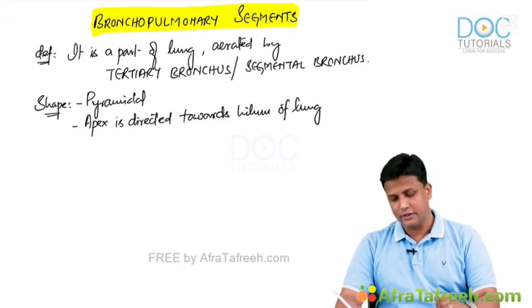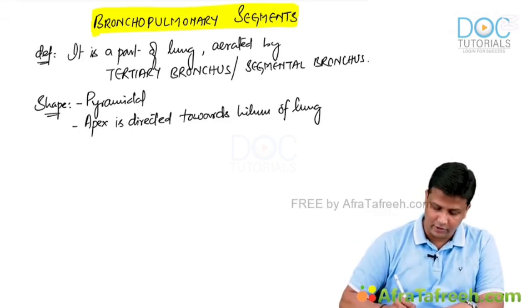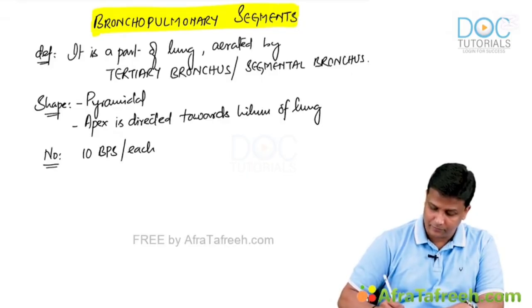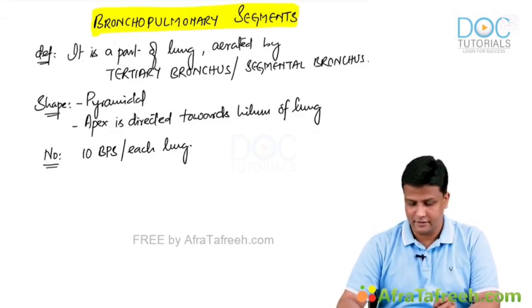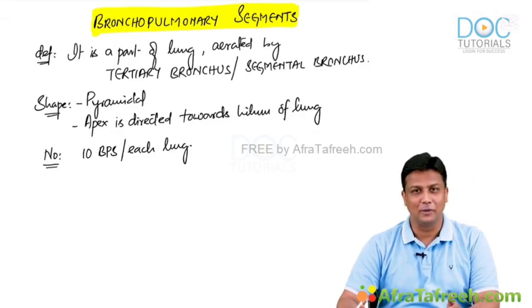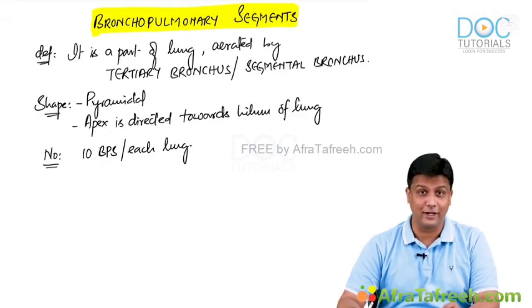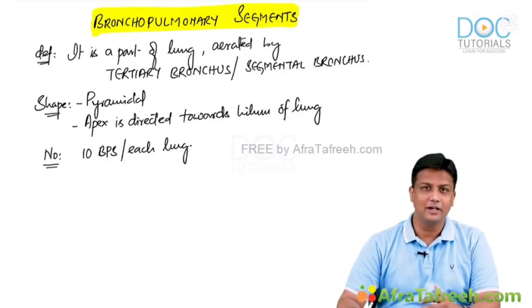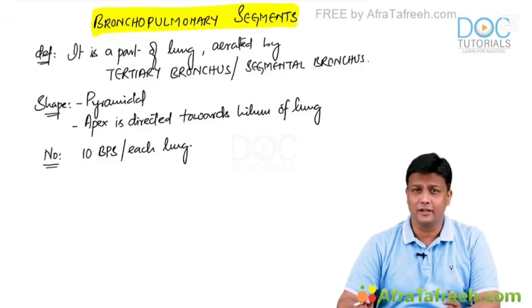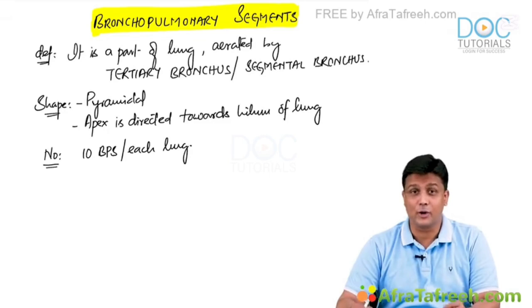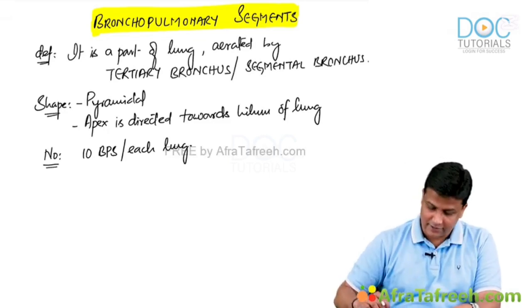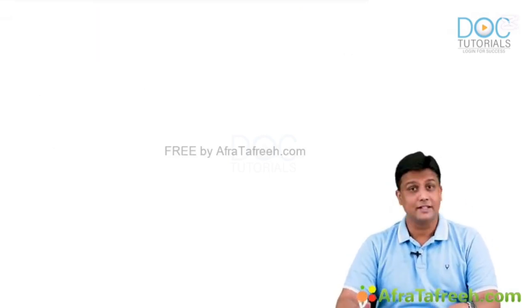Now once you are comfortable with the shape, we also have to know the number. In total, how many bronchopulmonary segments do we have? We have 10 bronchopulmonary segments in each lung. The moment you know that, you have to know even the names of them. And don't try to mug up the names with the same A, B, C, D mnemonic. The best way, again, follow my style here. Let's draw a diagram and things will become easy, guys. So 10 bronchopulmonary segments in each lung.